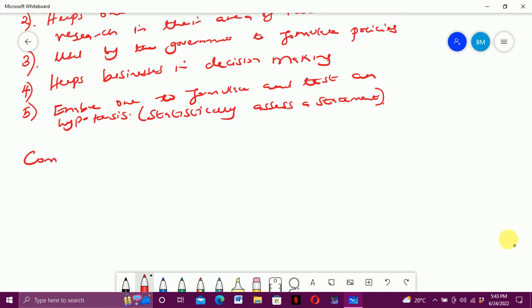Now, at this point, we are going to look at commonly used terms in statistics. Now, one of the commonly used terms in statistics is, as I've written there, population.